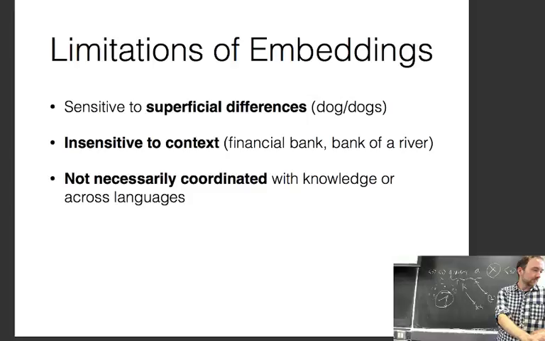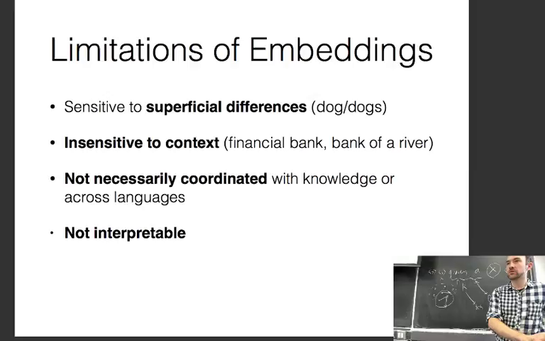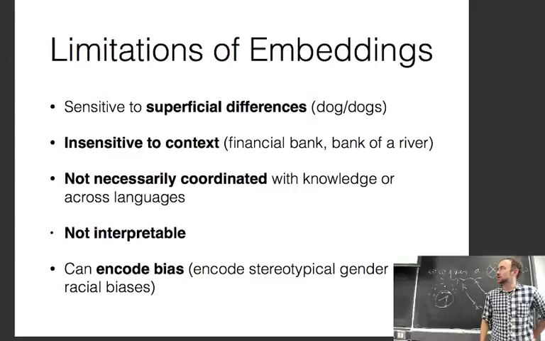Another thing is they're not necessarily coordinated with knowledge or coordinated across languages. They're not interpretable. You can do PCA, but maybe each individual dimension of the word embedding might not mean anything. And also they can encode bias such as stereotypical gender roles or racial biases, for example.